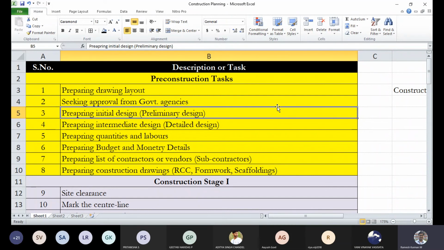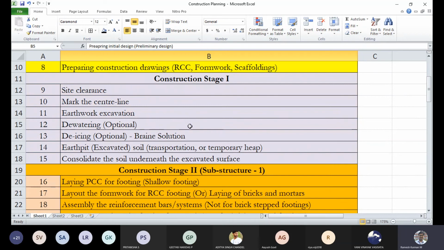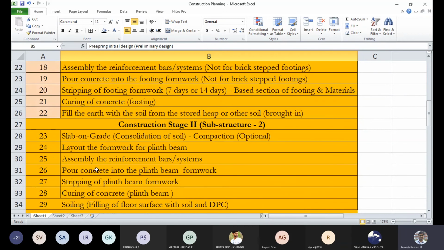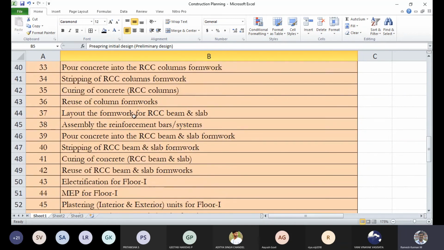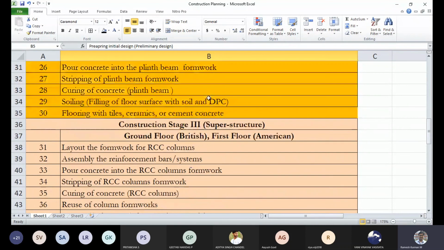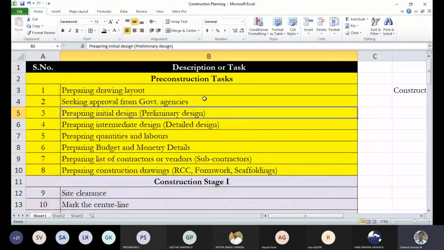And I'll share this document also, but this is only hypothetical. So for example, if they say column, I just said column, but in real practice there will be a lot of columns, so you can name them column 1, column 2, column 3, and once you reuse it, like from column 1 to column 3, the formwork, you can give the reuse pattern or something like that. So this is a basic holistic idea. I'll just share this after this class in MS Teams.